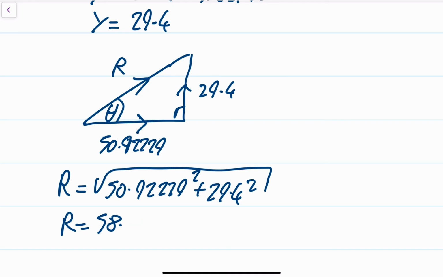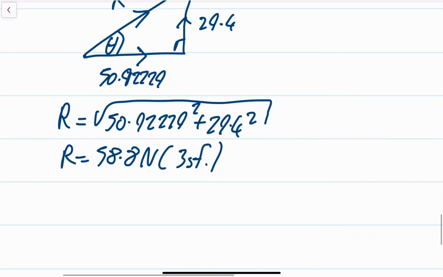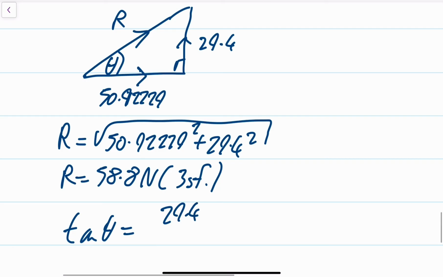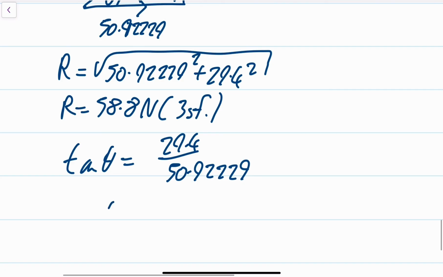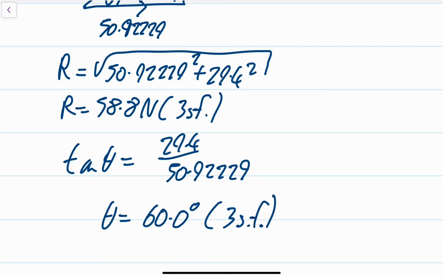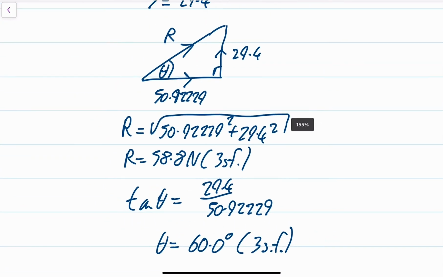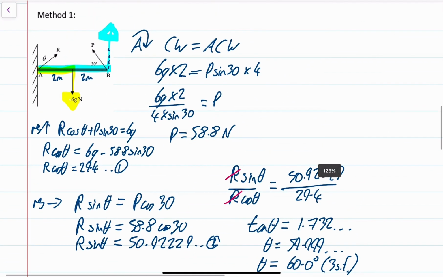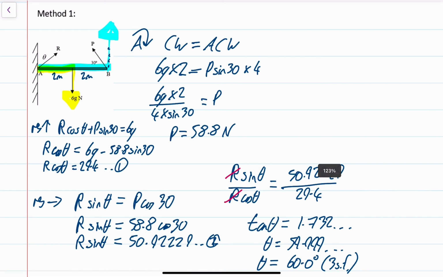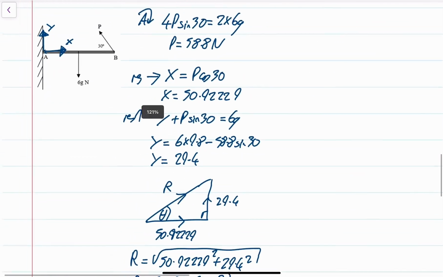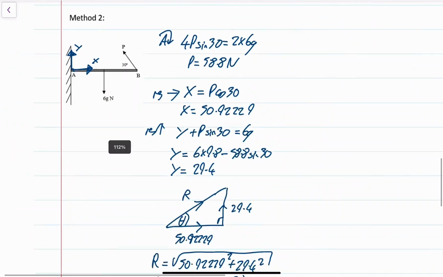58.8 newtons to 3 sig figs. And likewise, your tan theta is just going to be equal to the opposite, 29.4, divided by the adjacent. And again, a wee bit of working out, and you get your theta is 60.0 degrees to 3 sig figs. And that's it done. So your two methods then are consider just R acting at an angle theta, or else change it into two component form. But there we go.